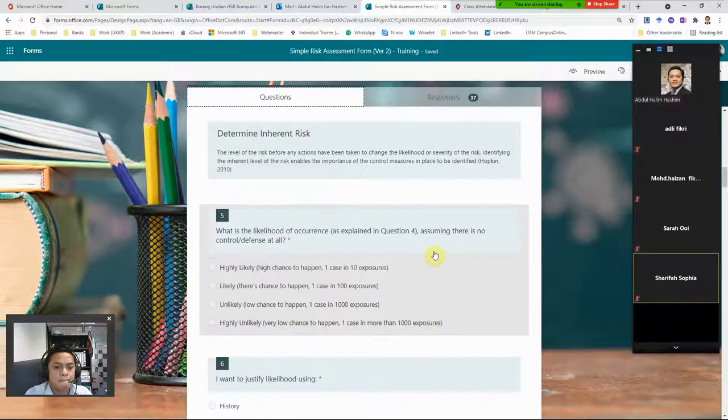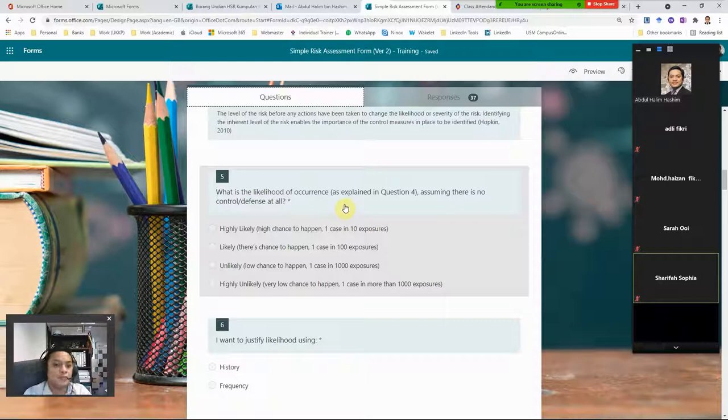Okay, so the next question would be 5. What is the likelihood of occurrence, assuming there is no control or defense at all? Okay, you have to imagine that there is no control. Whatever the thing that is put there to protect people from getting hurt, that is the control measures. And if you see it, you have to imagine that it's not there. Okay, what would be the likelihood? So you have 4 choices: highly likely, likely, unlikely, highly unlikely. And there is a guide.